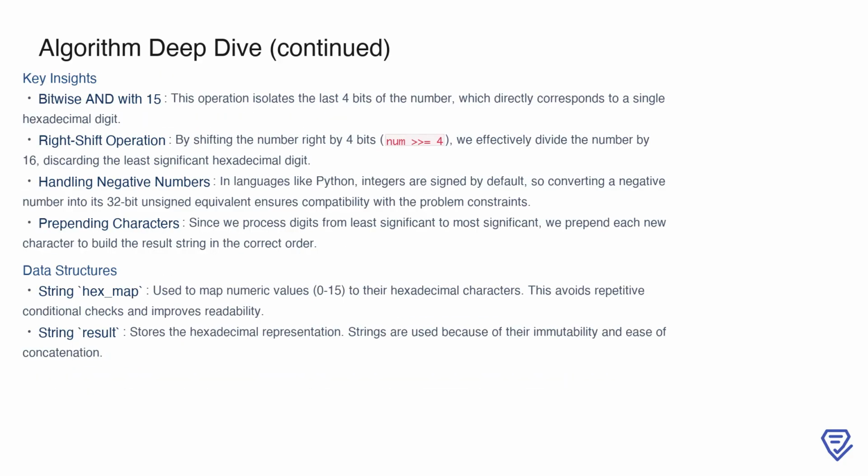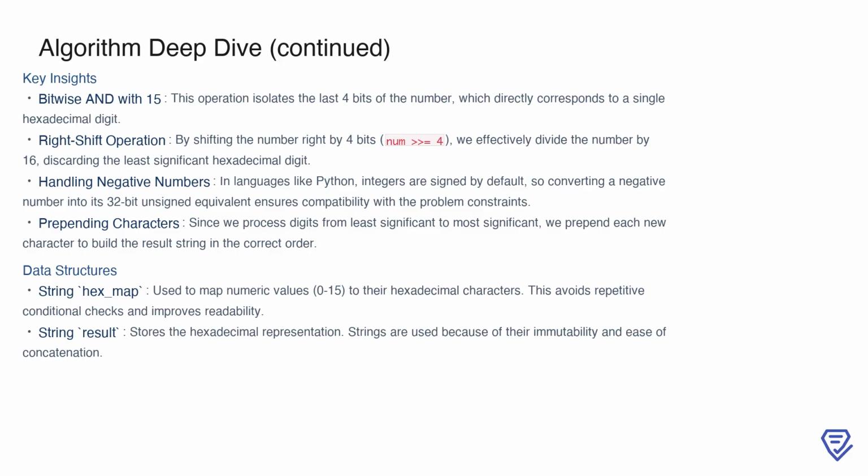There are several key insights that make this algorithm both efficient and easy to understand. First, the bitwise AND operation with 15 is crucial because it isolates the last 4 bits of the number, which map directly to a single hexadecimal digit. The right-shift operation divides the number by 16, effectively discarding the least significant digit and preparing the number for the next iteration. Handling negative numbers is another important aspect. Since Python integers are signed by default, converting a negative number to its 32-bit unsigned equivalent ensures that the algorithm adheres to the problem's constraints.